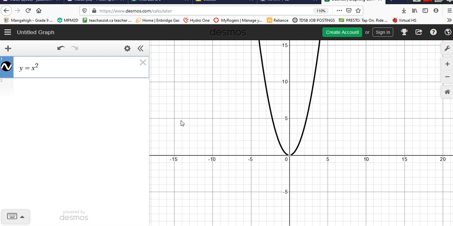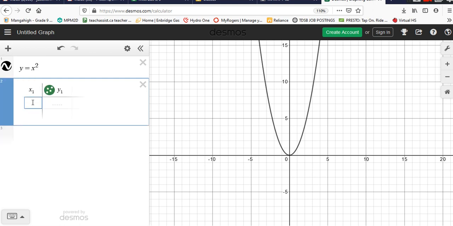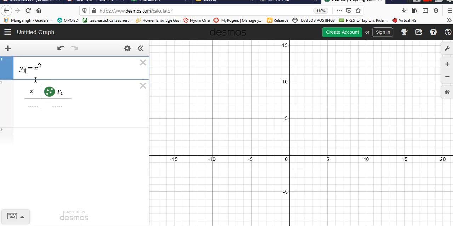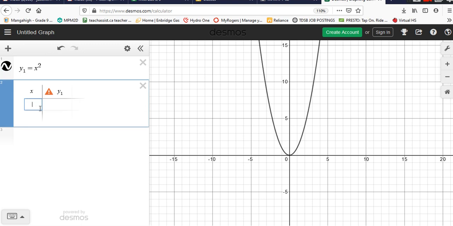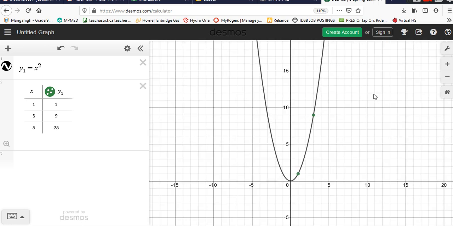Let's see. If I were to draw a table of values, let me just include a table, and then let me delete that. I'm just going to change this to y1, okay. So if I were to write, let's say, 1, 2, 3, okay.